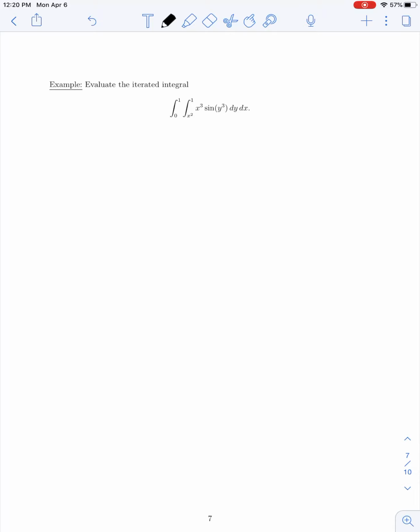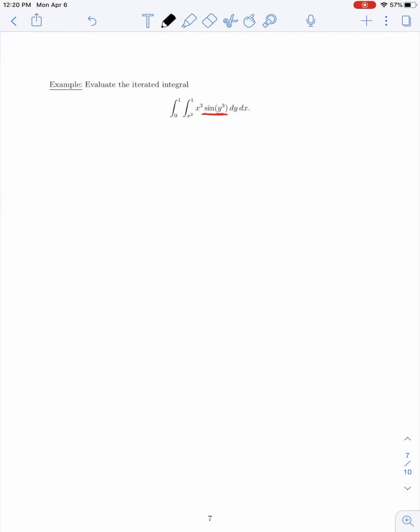In this next problem, we're asked to evaluate the iterated integral of x cubed sine of y cubed in the order dy dx. So again, in the order dy dx, we would first have to find an antiderivative of sine of y cubed with respect to y. And it's difficult to find an antiderivative of that function without making use of infinite series. So let's see if we could instead reverse the order of integration by thinking about our region D as type 2 instead of type 1.